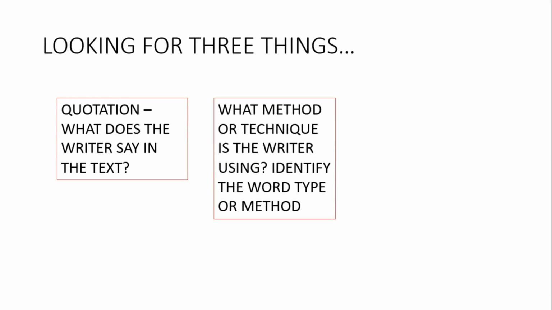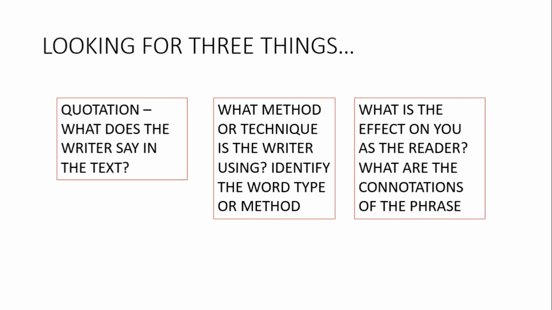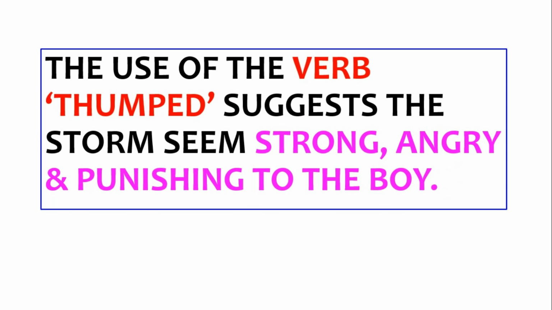Okay, so we're looking for three things in this question. What does the writer say in the text? What method does he use? And what's the effect on the reader? An example sentence, this isn't particularly a great sentence, but it's one you could use in the exam. It would get you grade 4, grade 5, grade 6. Very simply, the use of the verb thump suggests the storm seems strong, angry and punishing to the boy.